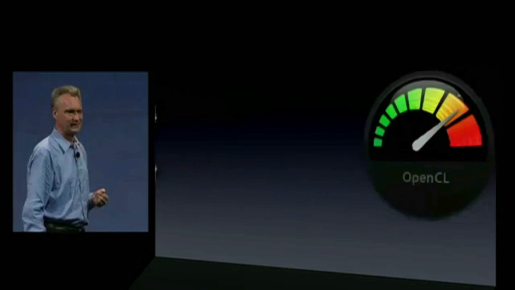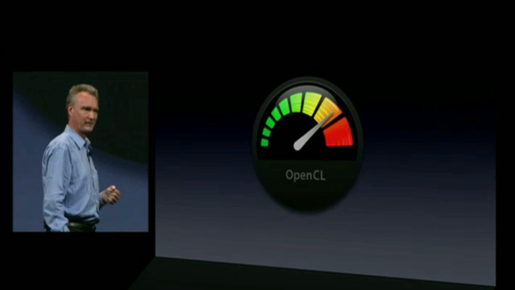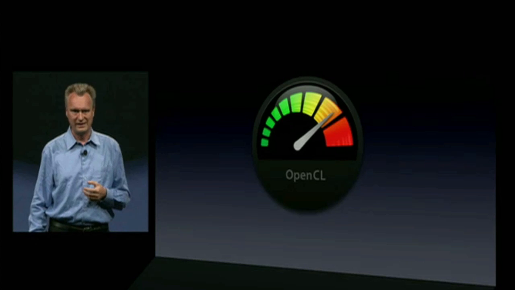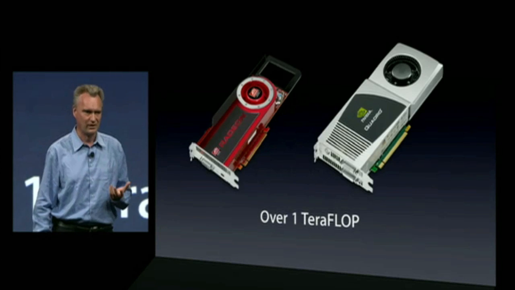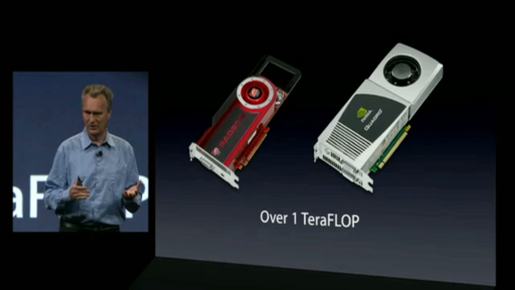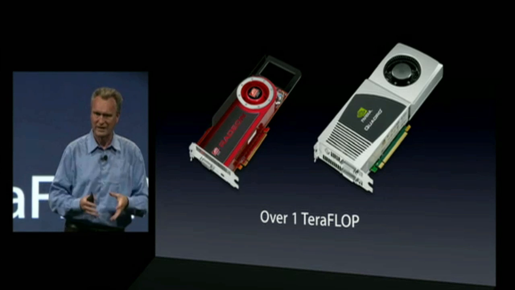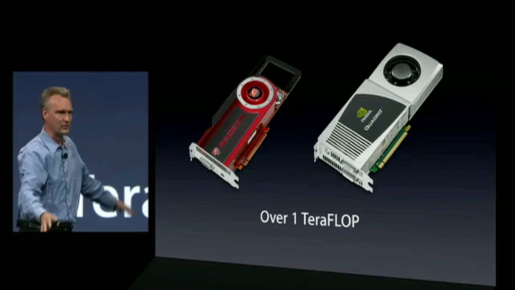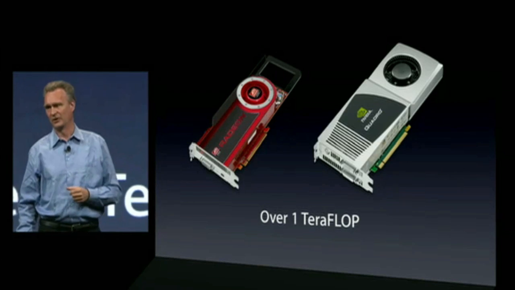Next, let's talk graphics. You know, the amount of power that you have in cards nowadays is incredible. We're talking of over 1 teraflop in raw power. That's 1 trillion operations per second. And it would have taken a whole room a few years ago to have that kind of raw power.